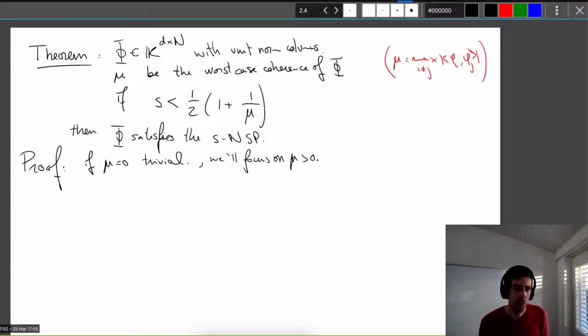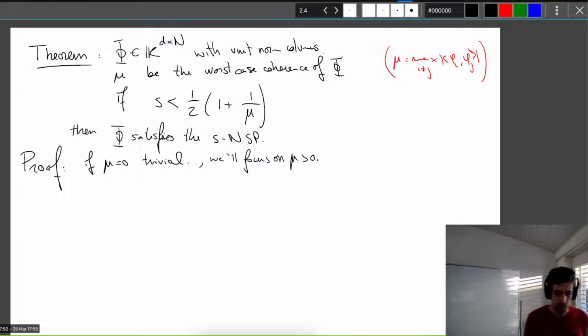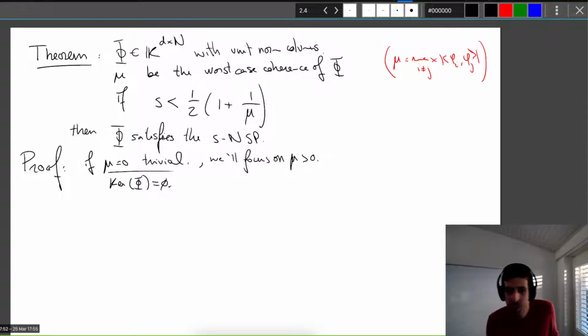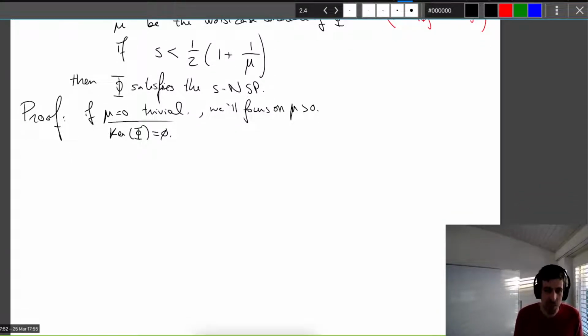So now, how do we do this? Maybe I should say another word: the kernel of the matrix is empty if mu is 0, there's nothing in the kernel. And the null space property is about everything in the kernel satisfying something. Of course, if there's nothing there, they satisfy everything. It's an empty tautology.